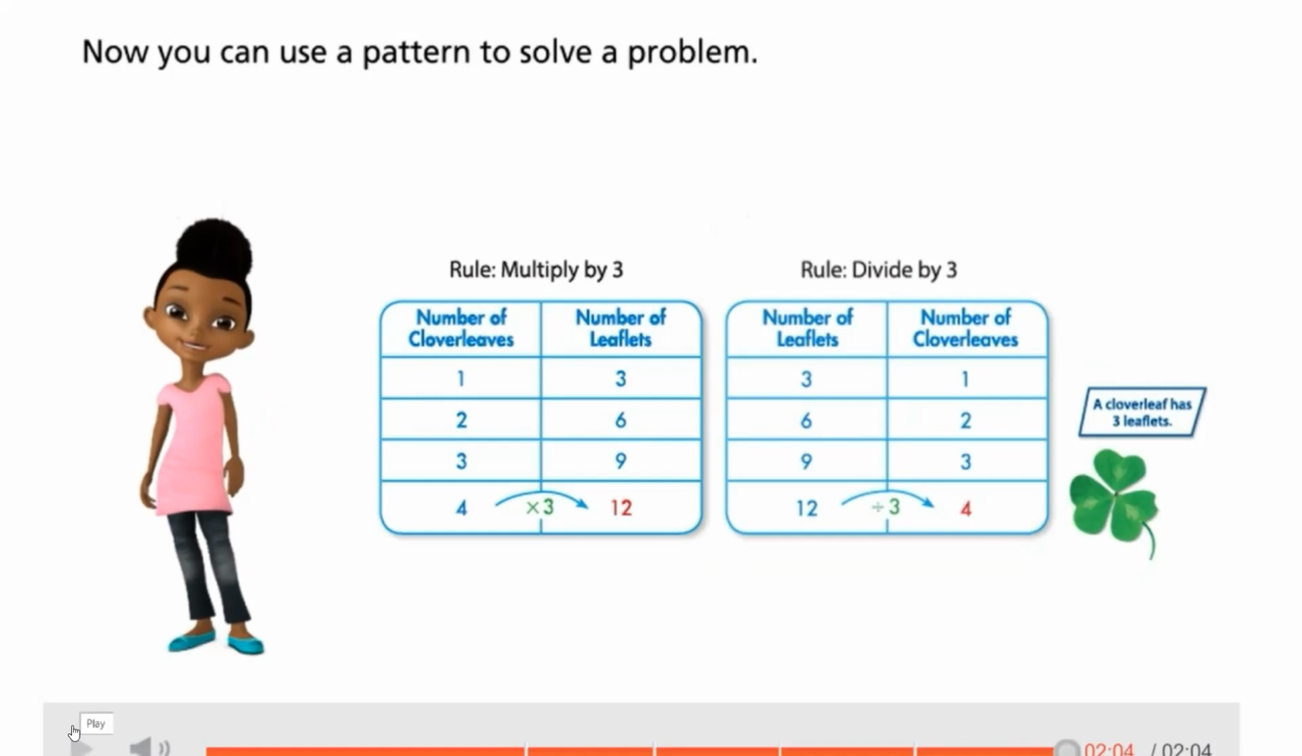Okay, so let's take a look at these two tables. Now, what they did here was they basically flipped these tables. So instead of multiplying by 3, on this side, you're doing the inverse, you're dividing by 3. So instead of having the number of clovers and then counting the leaflets, over here, they gave you the number of leaflets and they asked you to find the number of clovers. So you're taking a rule and you're applying it to every number.